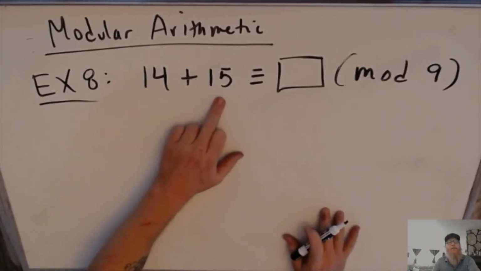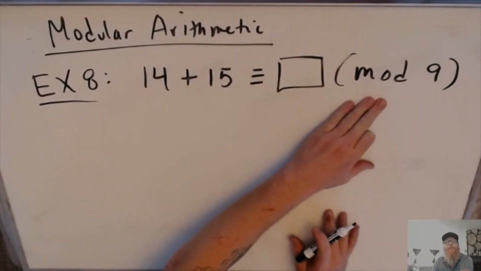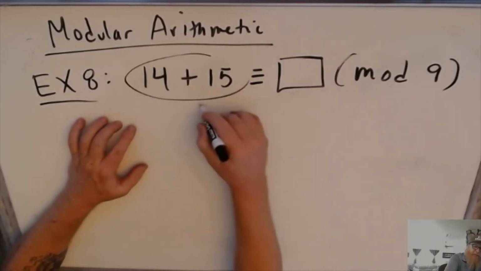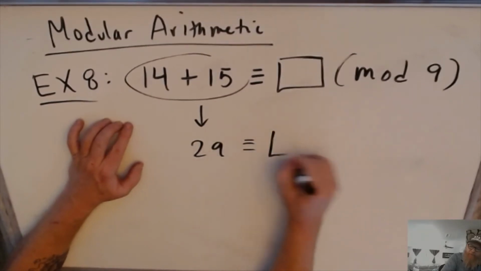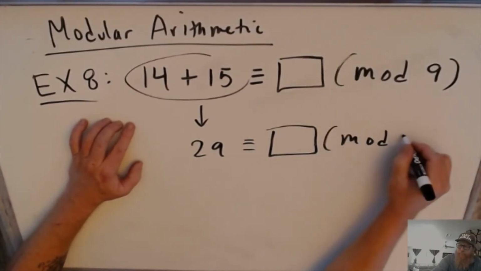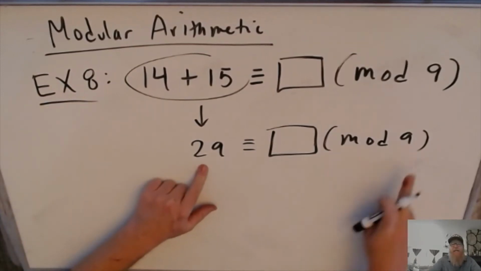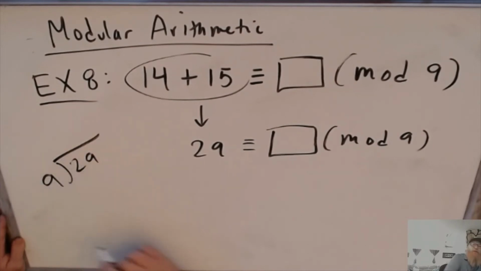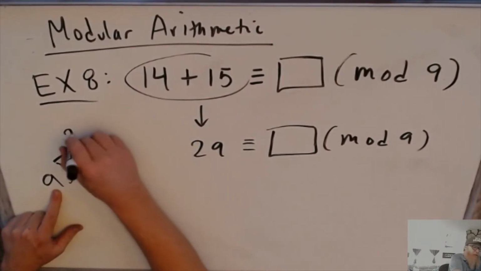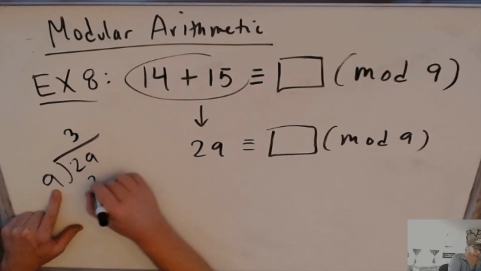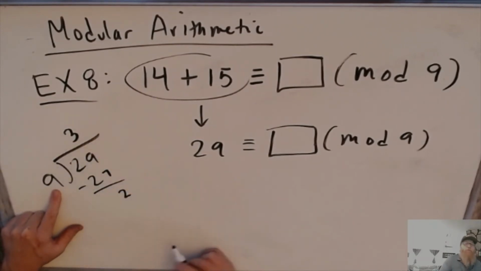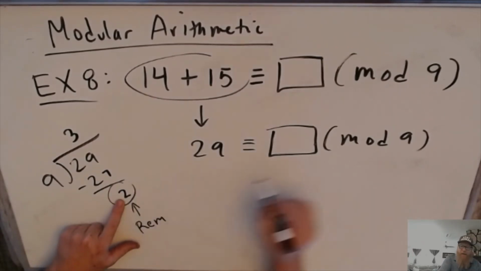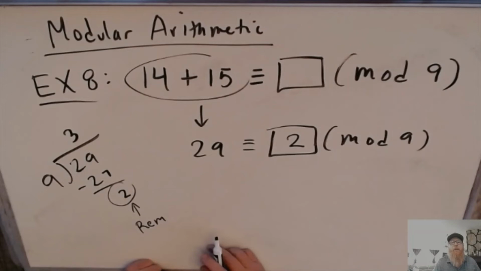So 14 plus 15 mod 9. Okay. So 14 plus 15 is 29. But 29 is larger than 9, so we have to divide it and look for the remainder. 9 goes into 29 3 times. 3 times 9 is 27. Remainder 2. So 29 is equal to 2 mod 9.